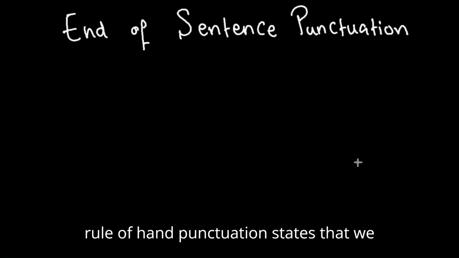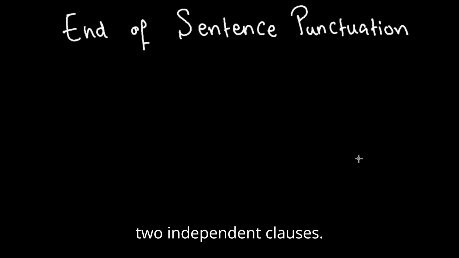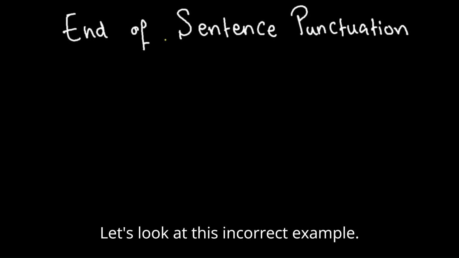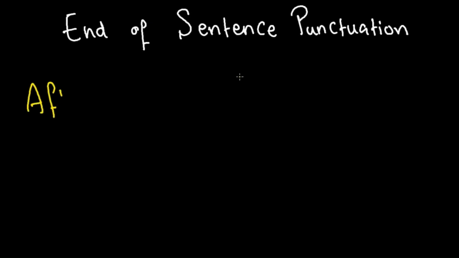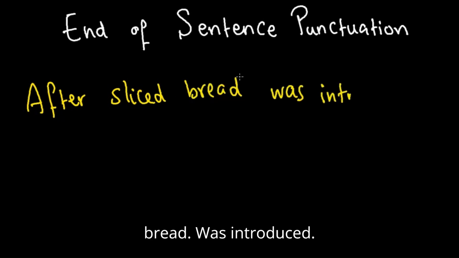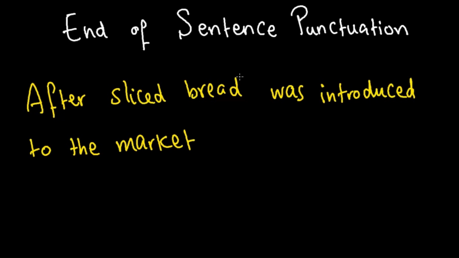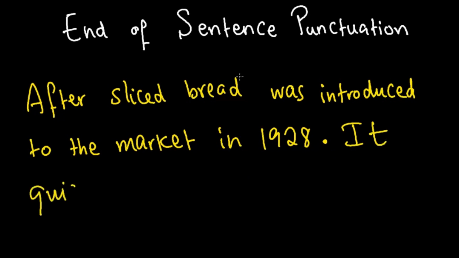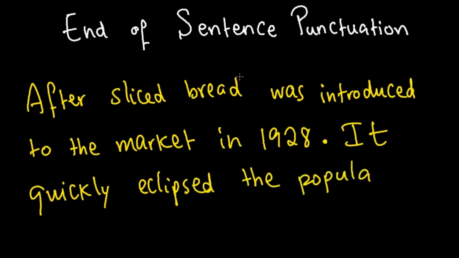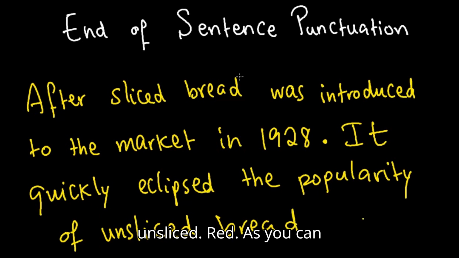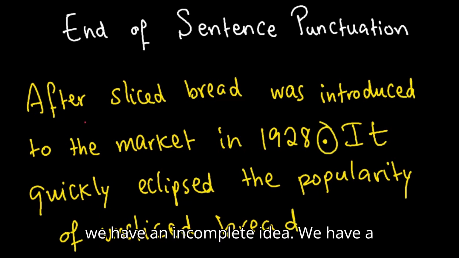The second rule of end punctuation states that we can only use end punctuation to separate 2 independent clauses. Let's look at this incorrect example. After sliced bread was introduced to the market in 1928. And then I'm going to use a period. It quickly eclipsed the popularity of unsliced bread. As you can see, the problem here is that we have an incomplete idea.